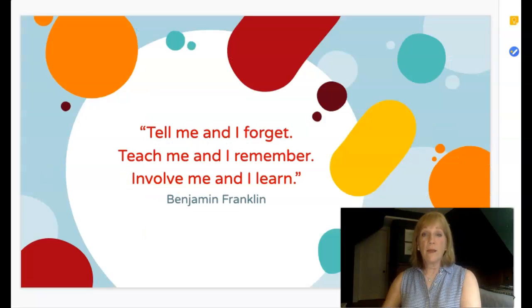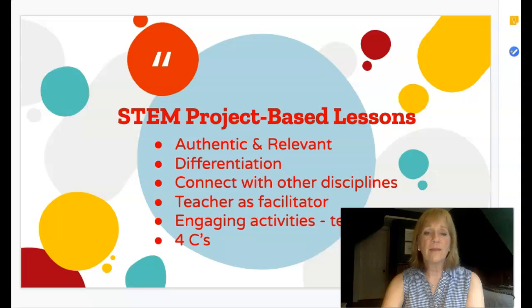So Ben Franklin many years ago said, "Tell me and I forget, teach me and I remember, and involve me and I learn." And with project-based lessons, that's what's happening on a number of levels. You're reeling them in, you're getting them interested because it's an authentic and relevant problem or issue that they can kind of sink their teeth into.